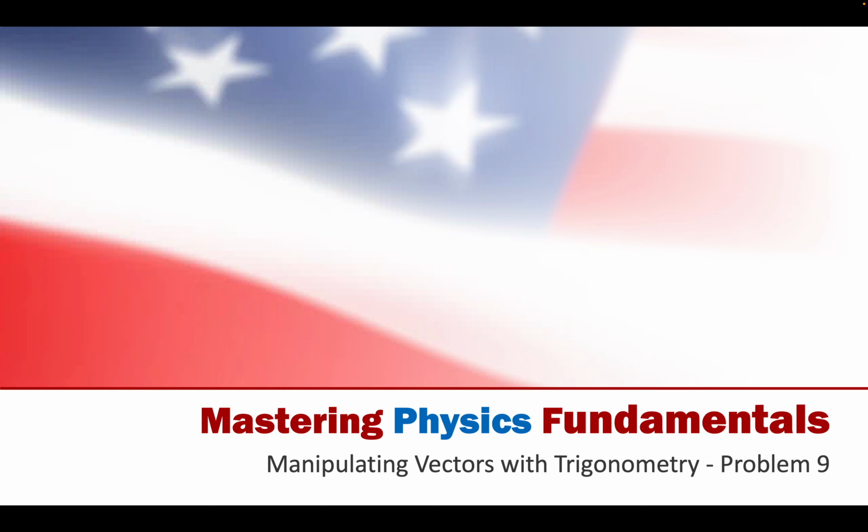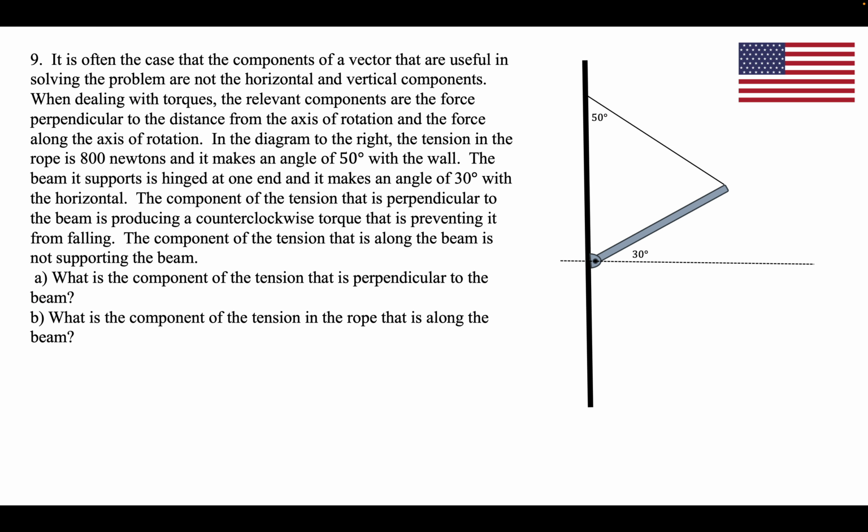This is problem 9 in the Manipulating Vectors with Trigonometry worksheet. We have a torque problem here. We have a hinged beam 30 degrees above the horizontal being supported by a rope. It makes an angle of 50 degrees with the wall.